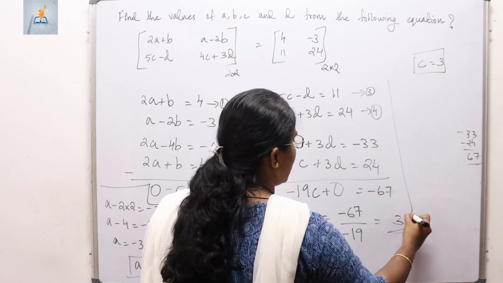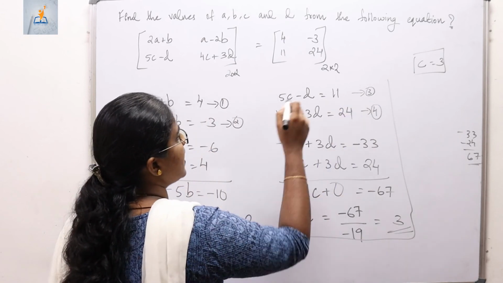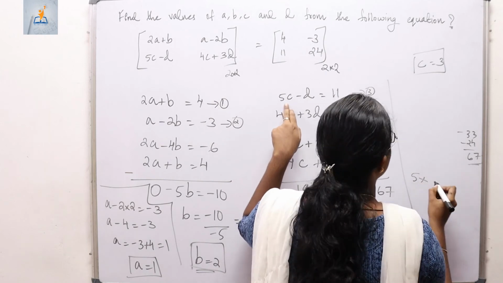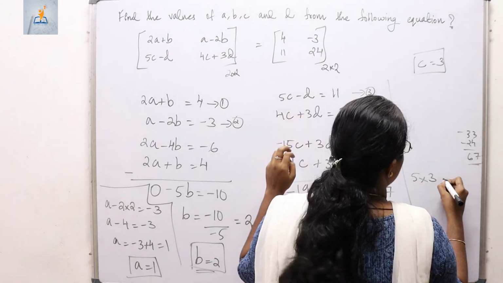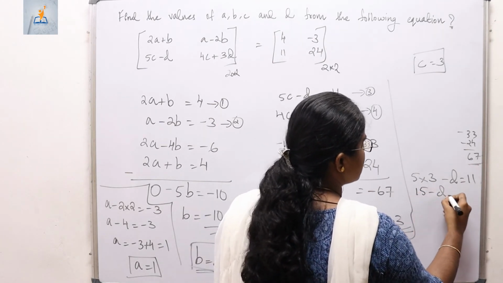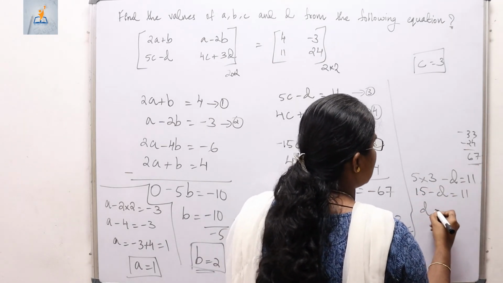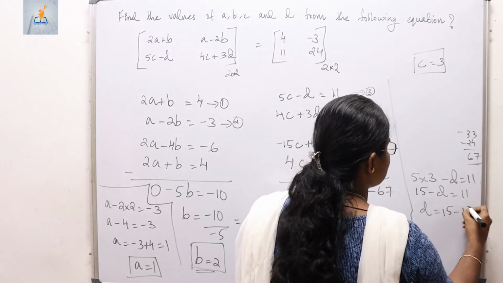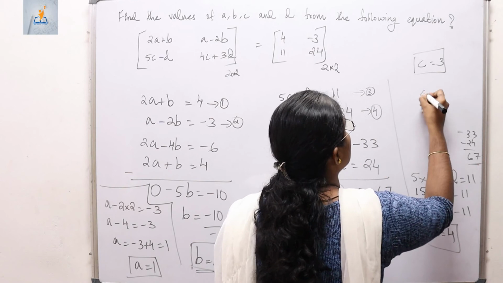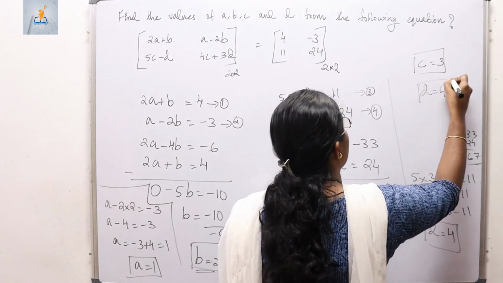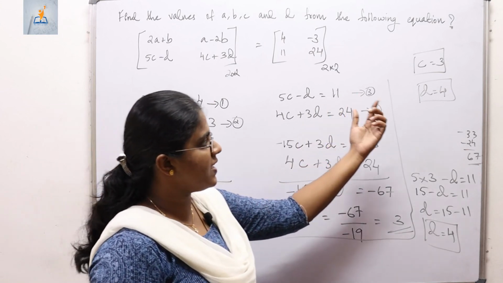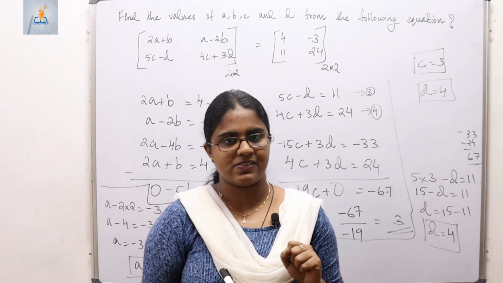So now we can substitute the value of c in either of these equations. Let us put it in this equation. So it will become 5 times c, that is 5 times 3 minus d is equal to 11, which means 15 minus d is equal to 11, which means d is equal to 15 minus 11, which means d is equal to 4. So we got d is equal to 4, and we have a is equal to 1, b is equal to 2, c is equal to 3, and d is equal to 4.